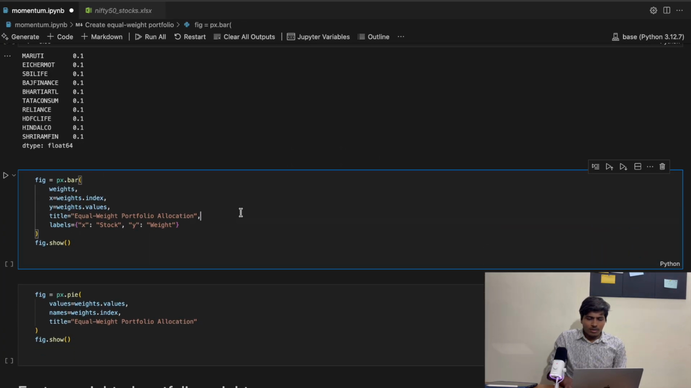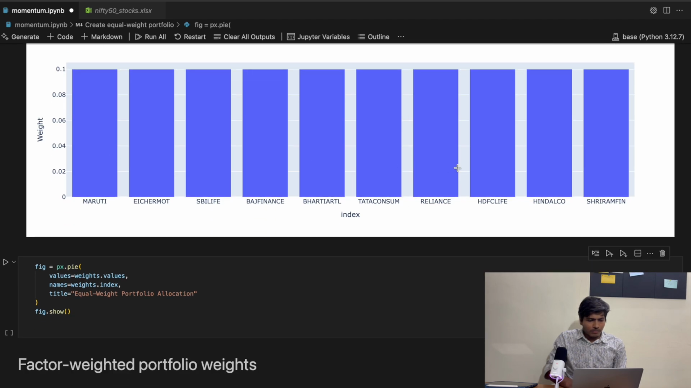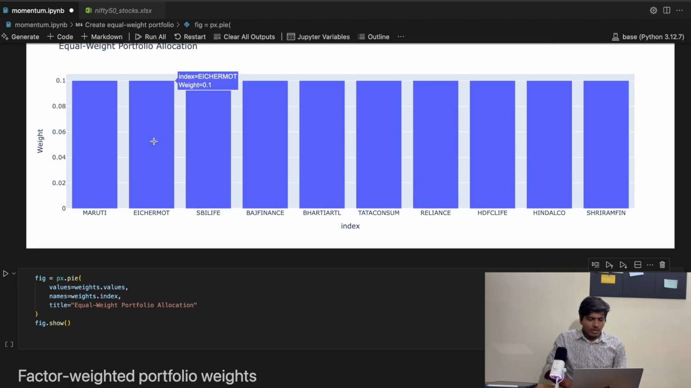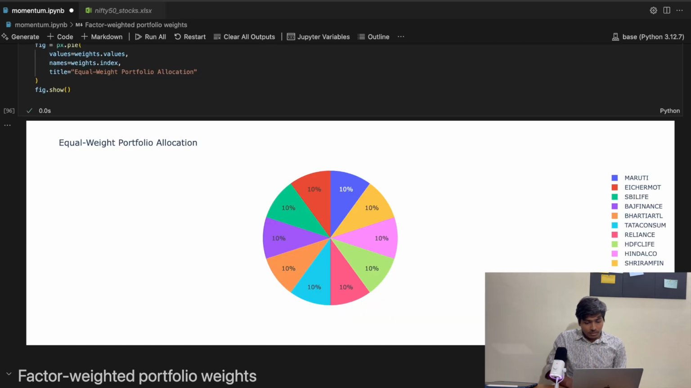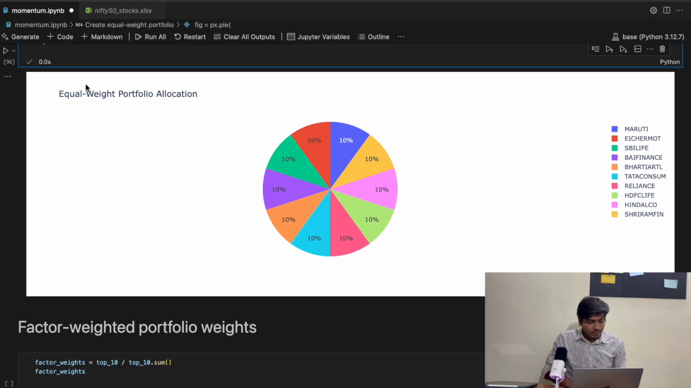Now let's see the allocation using a bar plot. For each stock it is 0.1. If I have to see it using a pie chart, then it is something like this. You can use this function, px.pie, values will be weight.values, and names will be weight.index.